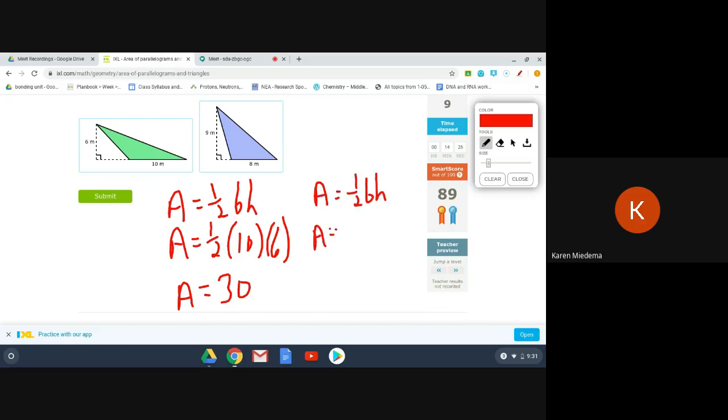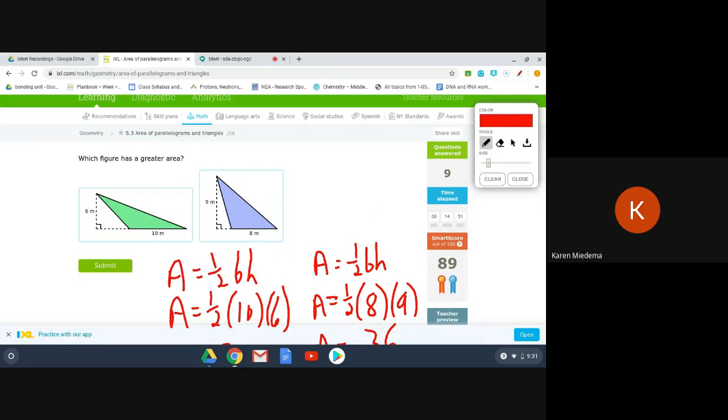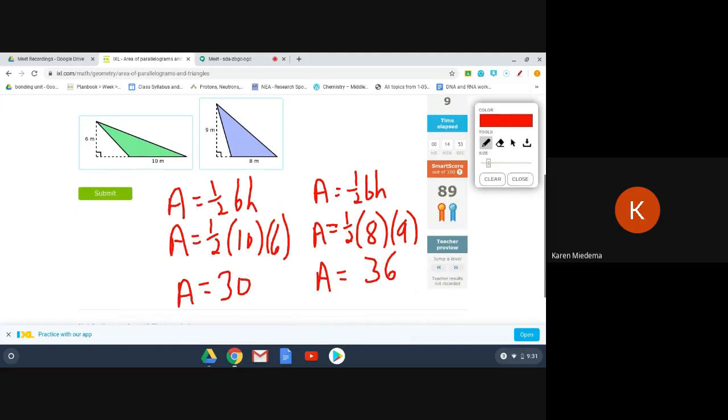For the second one, we write the formula. We substitute. The base is 8, and the height is 9. Okay, again, if you need to, you could go ahead and use a calculator. It's 1/2 times 8 times 9, and I get 36. So now that we found the area of each of them, it says which figure has a greater area. So we're looking for the bigger number. 36 is bigger than 30.